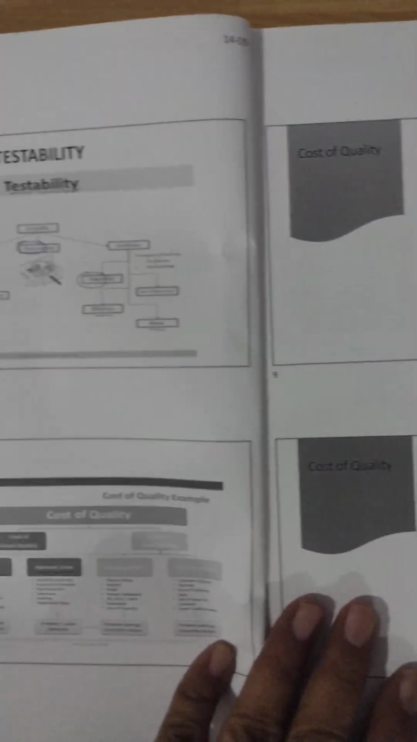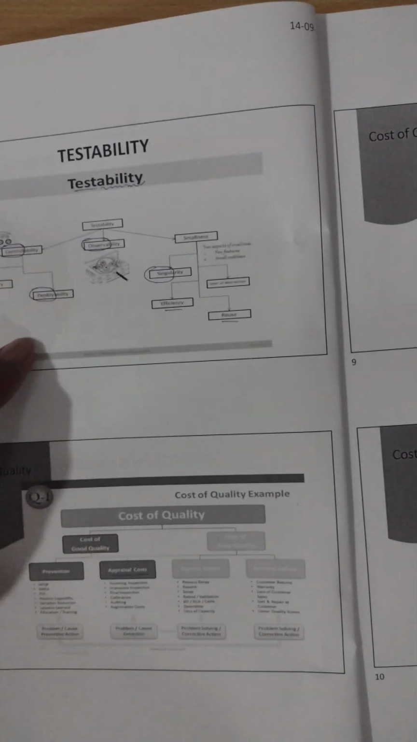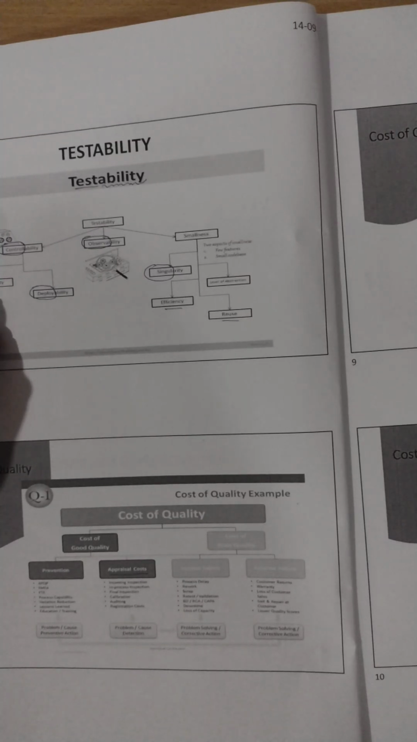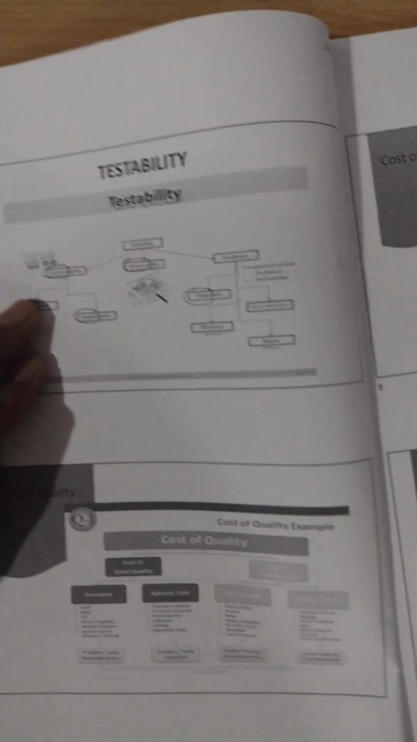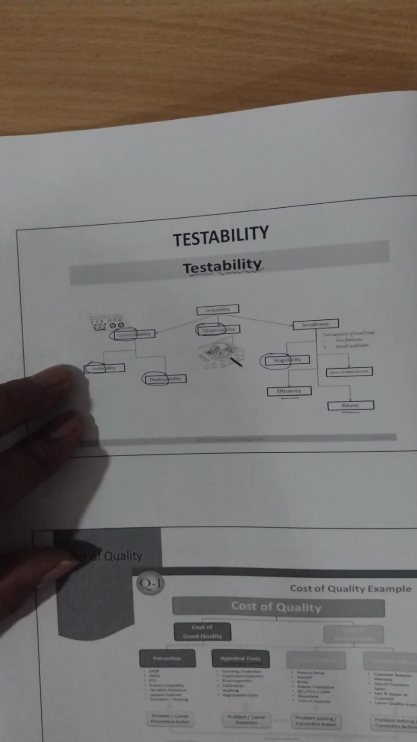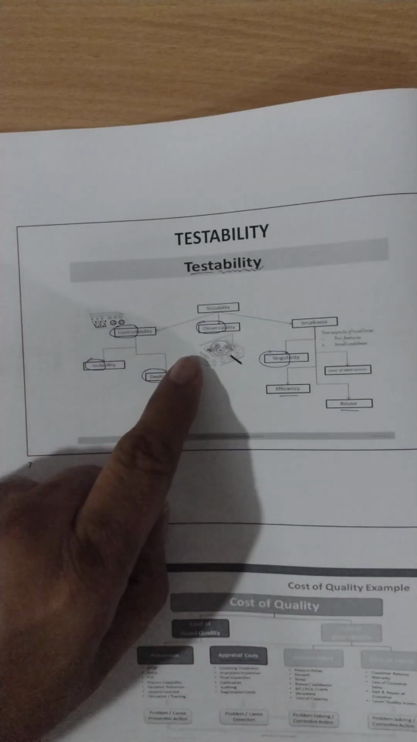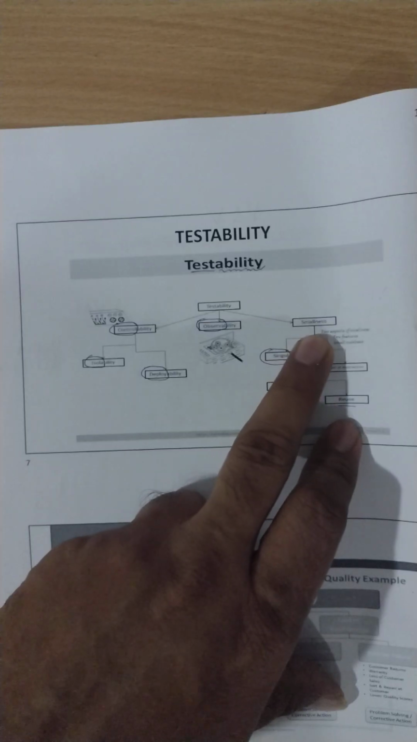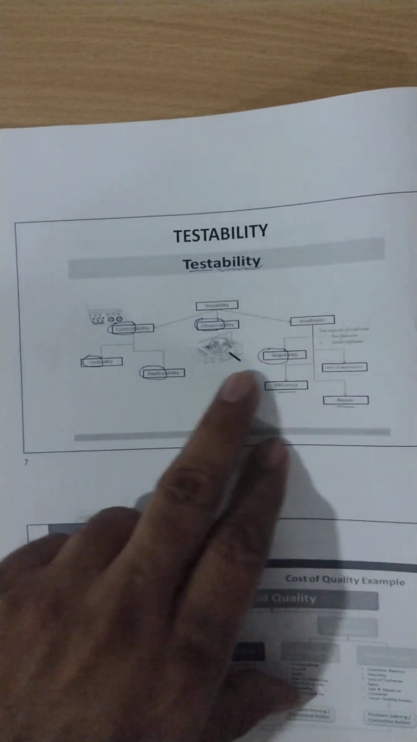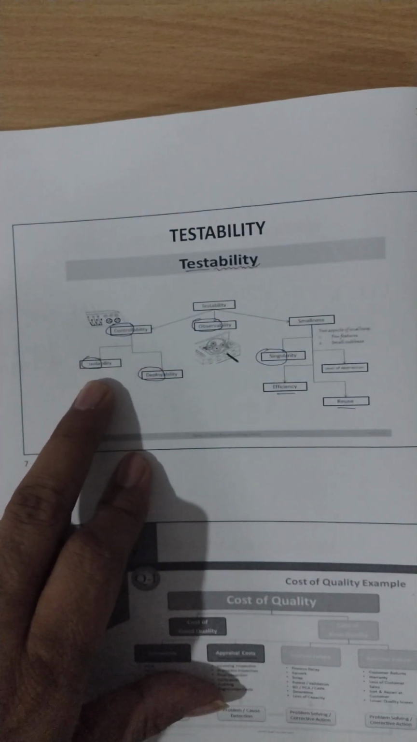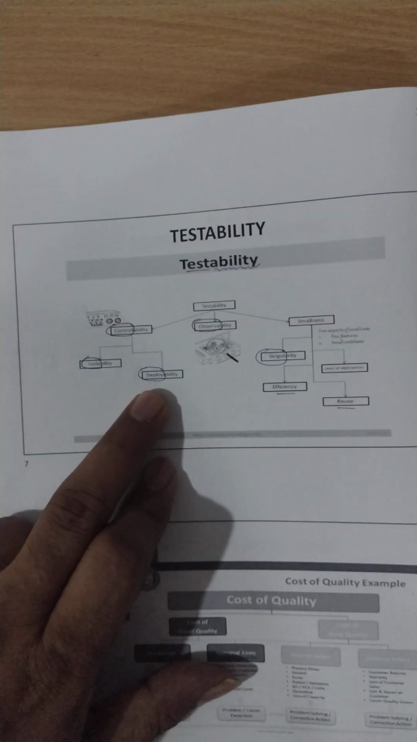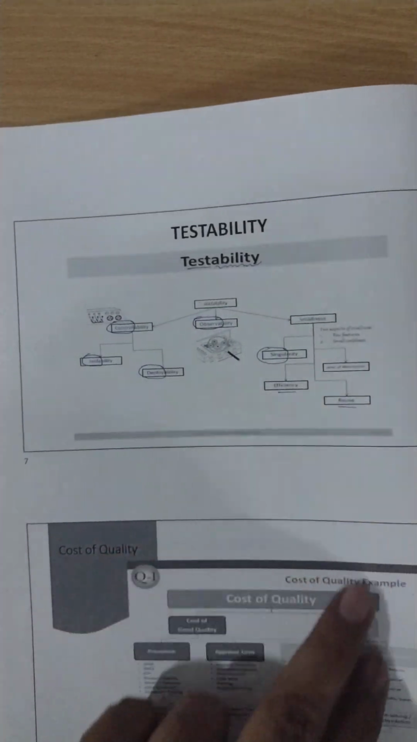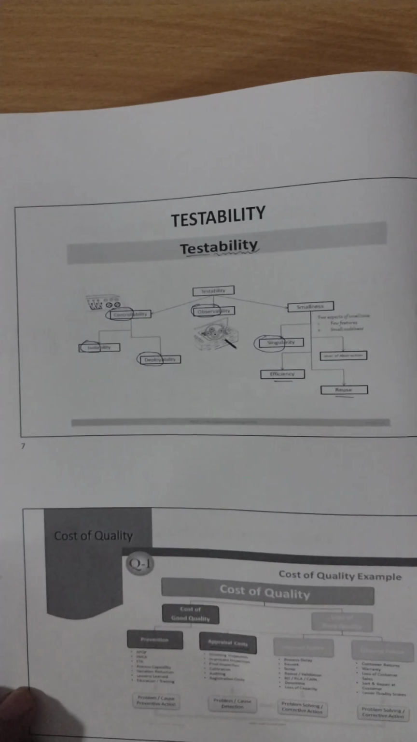Now, testability. Again, there is a diagram where we check observability, smallness, isolability, deployability, efficiency, reuse, all those things.